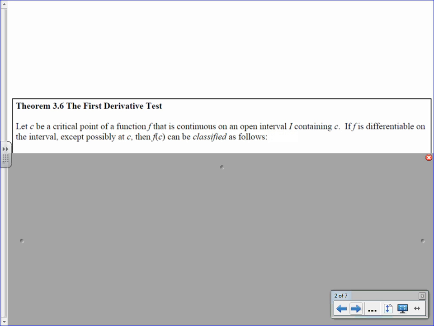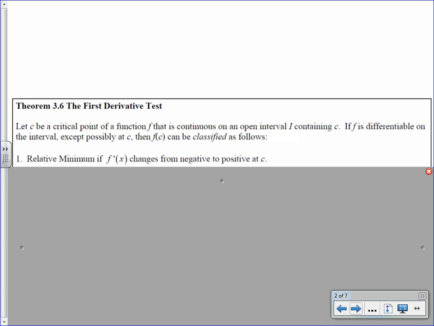But we have these critical values, right? We have some critical points. Okay? Our critical points are potential mins and maxes. Some critical points are nothing. Some critical points are relative minimums. Some critical points are relative maximums.